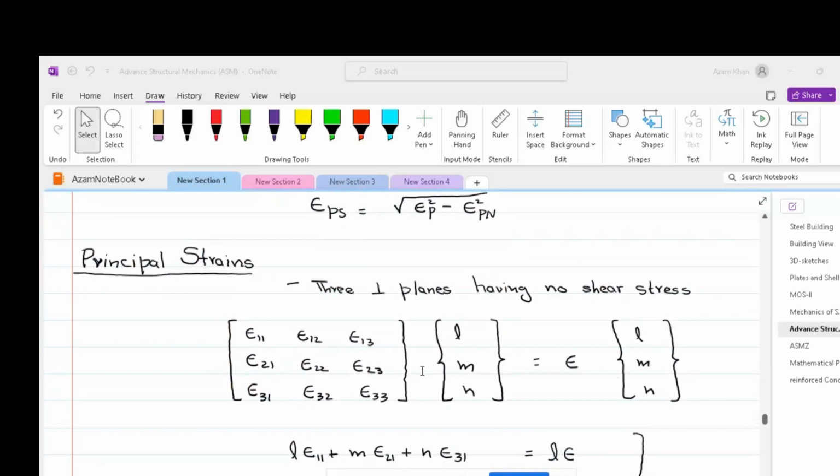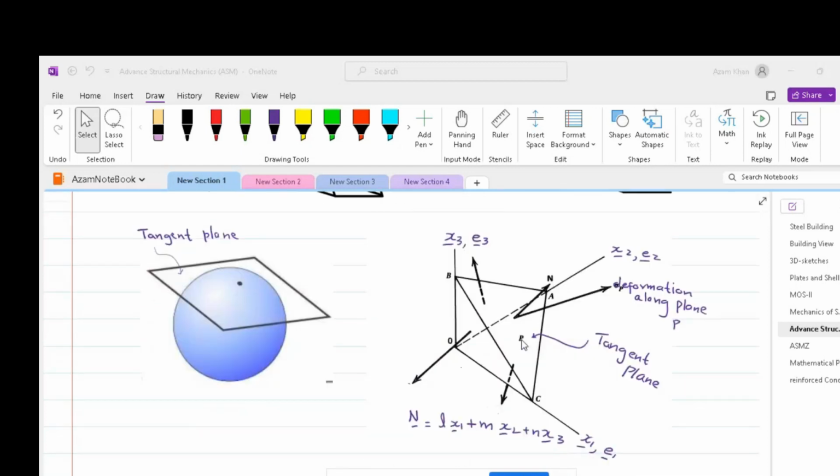Let us now discuss principal strains. Principal strain is an important concept that describes the maximum and minimum elongation or deformation in a material along specific directions. In three-dimensional space, principal strains are the strains that occur along the principal directions where the strain values are either maximized or minimized.